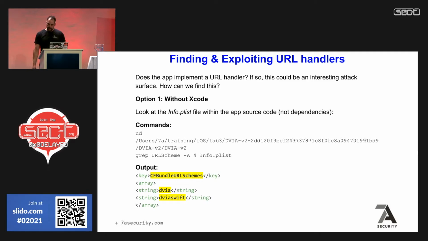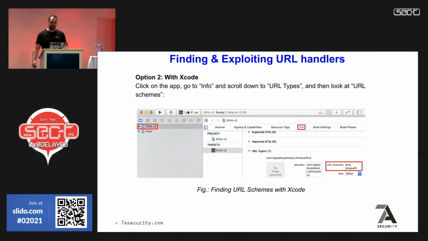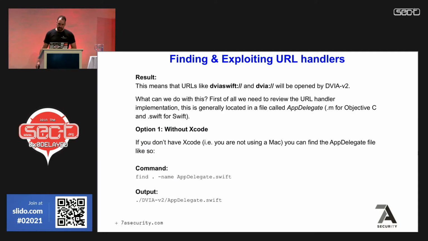And then in this case, we have done vulnerable insecure app and done vulnerable insecure Swift. So these are the two URL schemes. If you have Xcode, you can look at this by looking at the project, info, and then scrolling down to URL types, and then you have URL schemes, right? So this is how that looks. And then we know how the deep link starts, but to know what the application does with this deep link, we have to look at the source code, right? So that's the easiest way.